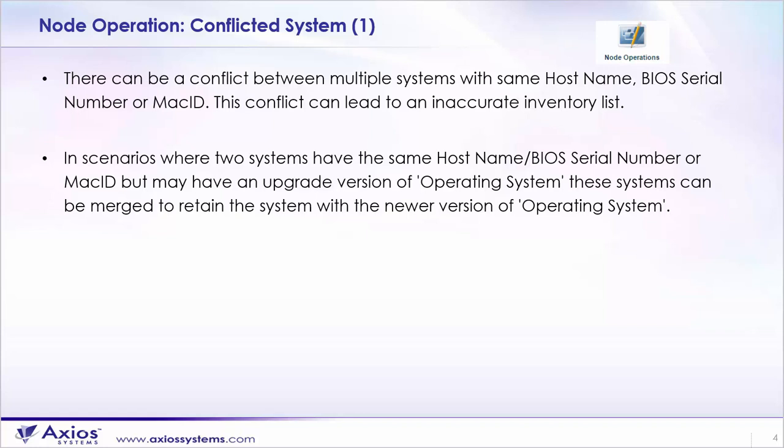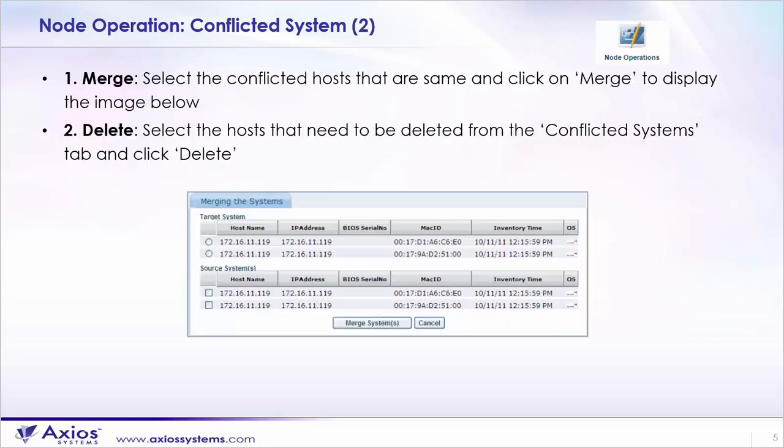There may be conflicts between multiple systems, laptops or desktops with the same host name, serial number, or MAC ID, and that can lead to an inaccurate inventory list. There are numerous reasons for that. It might be that we've reused a machine and not changed the right information, or the ID has not been amended. ITAM will identify what's going on. In these scenarios, two systems will have the same information. So what we need to do is merge the systems together so we only have one laptop with the correct system at all times.